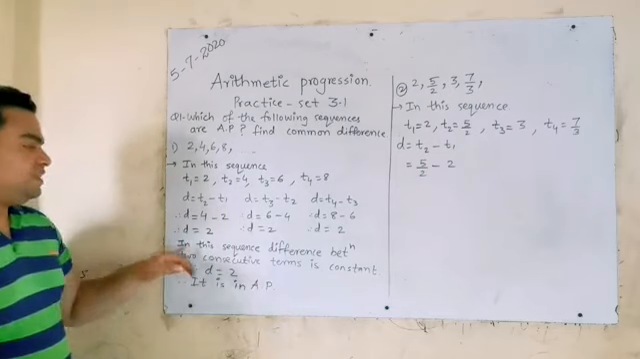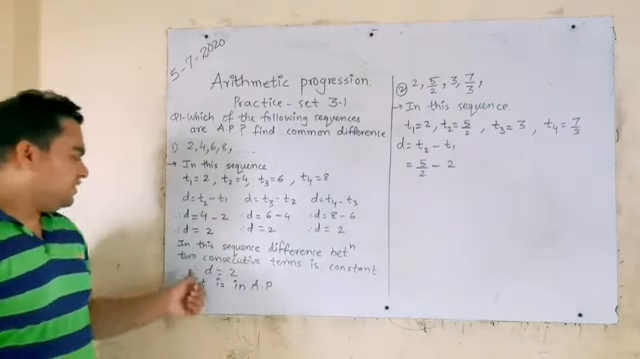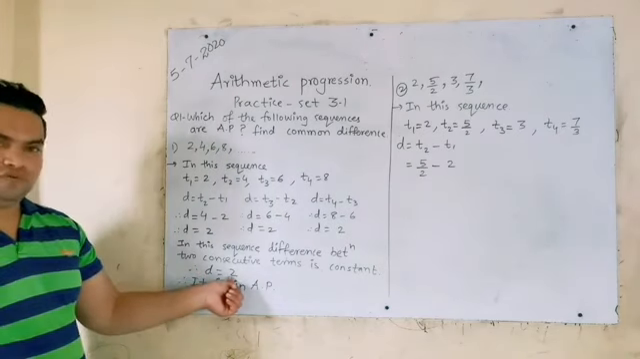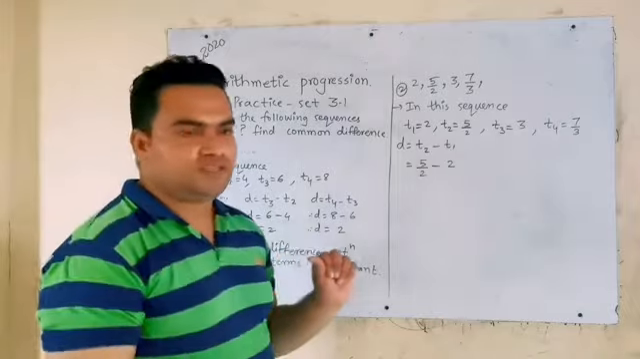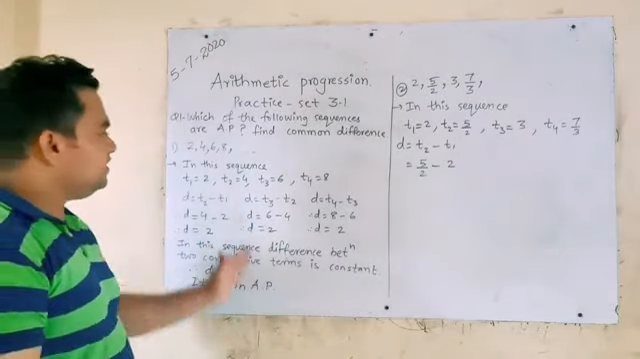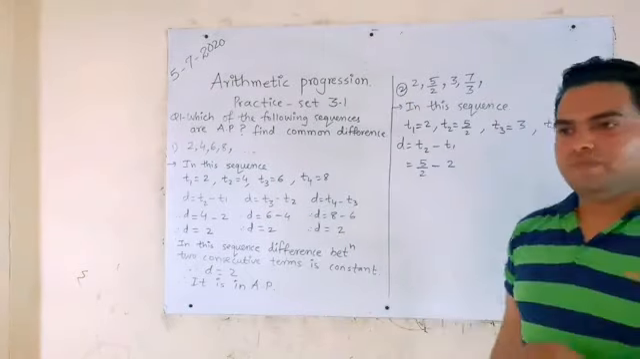It means what? In this sequence, the difference between two consecutive terms is constant, that is d = 2, means difference is equal to 2. So it is in arithmetic progression. So now we have solved question number 1. Now look here, question number 2.